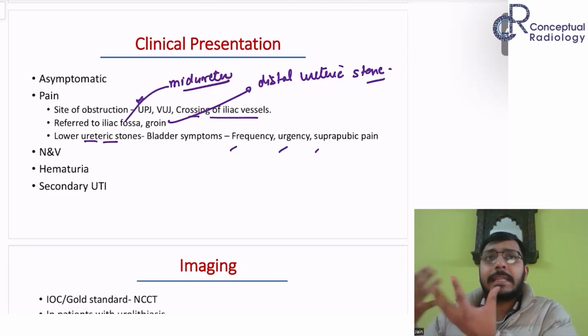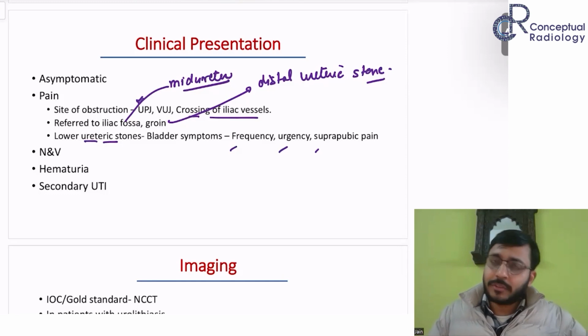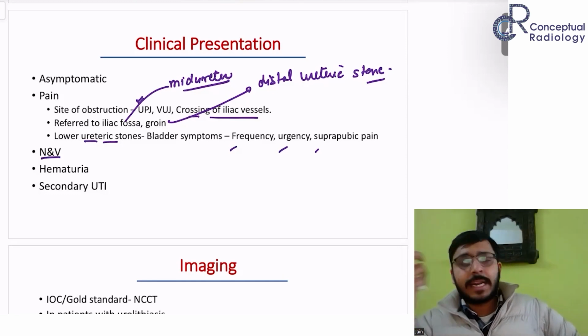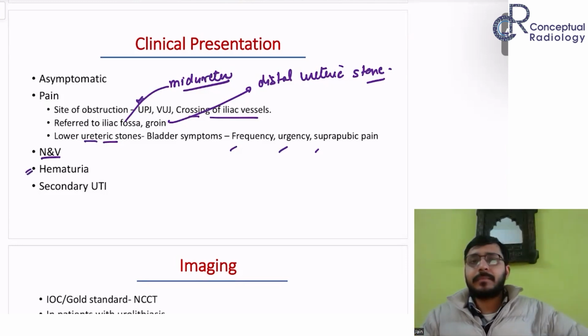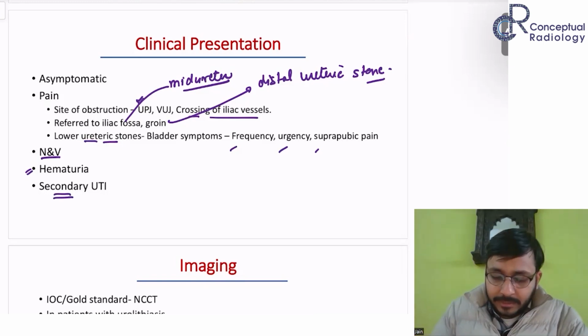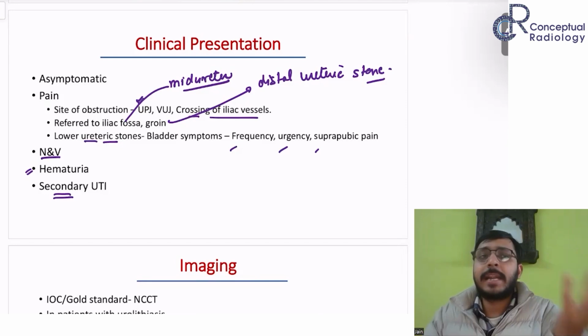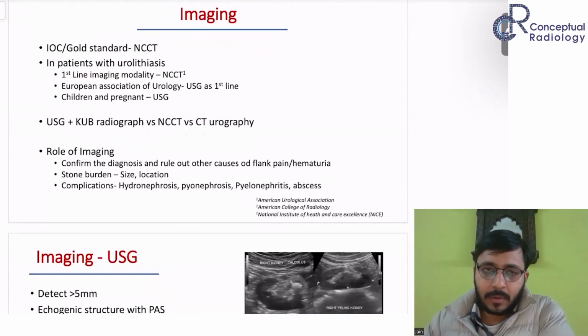Now, whenever there is intense pain, there is always associated nausea and vomiting. And sometimes a recurrent long-standing stone can erode the walls and can lead to hematuria. Now, since there is stasis of urine, secondary UTI is also one of the symptoms of a long-standing urinary obstruction secondary to a stone. So, this is briefly about the clinical presentation of renal calculi.